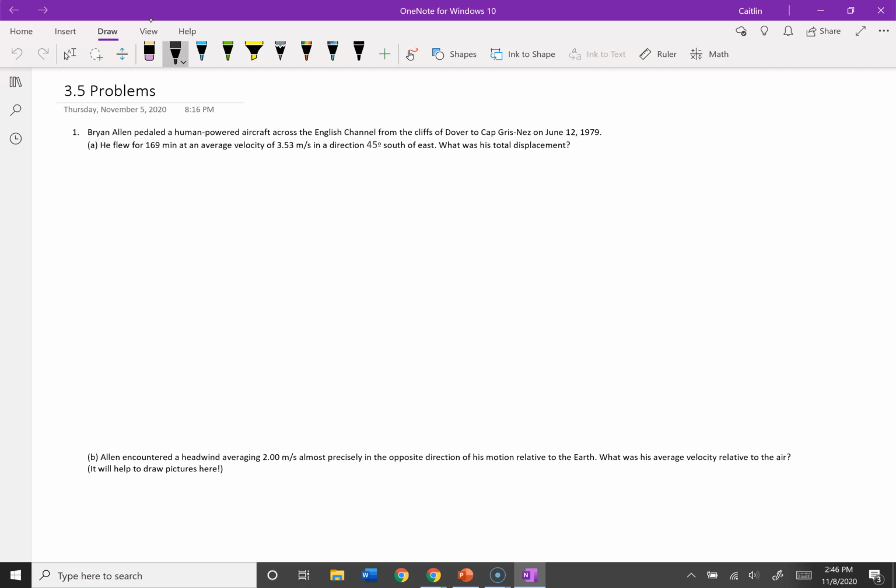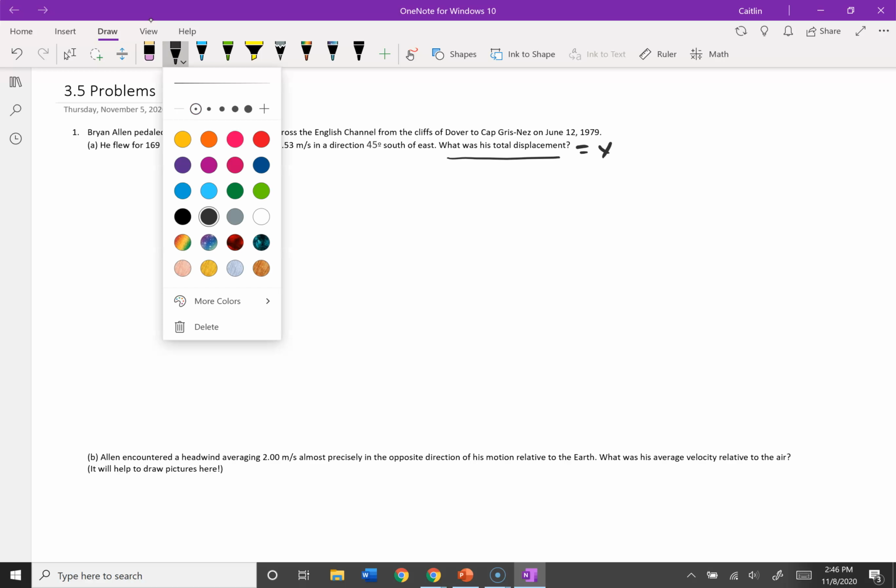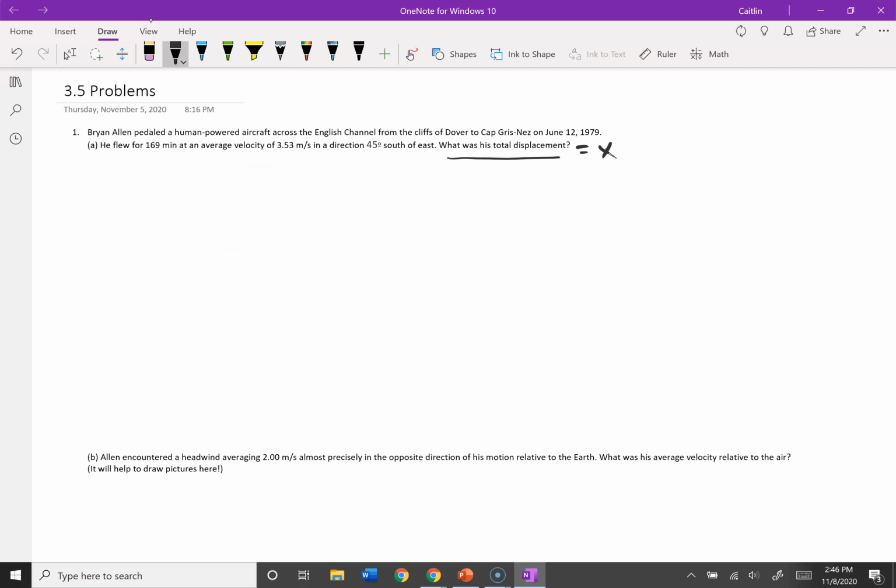And so for this first one, it says to calculate a displacement given a speed and a time. And so displacement, remember, just means how far did he go in the x direction? What we mean by that then is to calculate how far he traveled in that 169 minutes. So in order to calculate this, we're going to do a couple of things. First is realize that velocity is equal to distance over time.